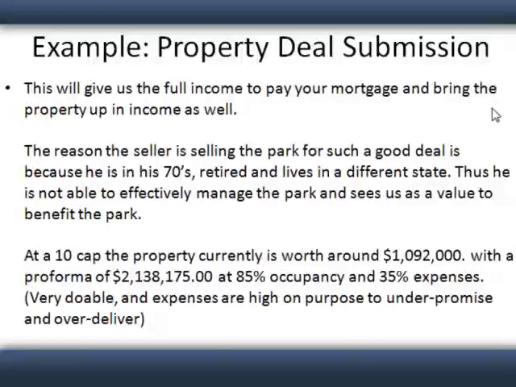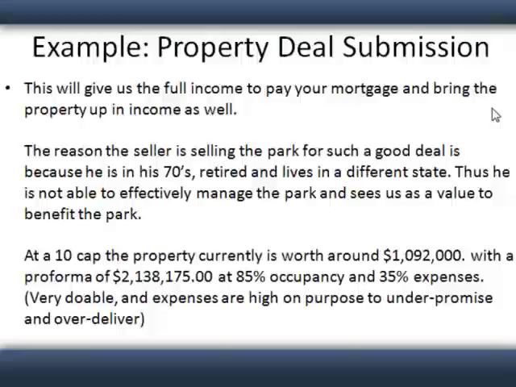This will give us full income to pay your mortgage and to bring the property up in income as well. That's adding to his security. Now, this is very important to include. This is why it's such a good deal, because a private lender is going to ask that many times. How come, if you're telling me it's worth $1 million and you can get it for $400,000 or $350,000, how exactly is it that I'm getting such a good deal? Well, I'm answering that question before he even asks it.